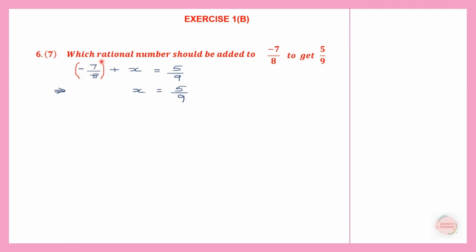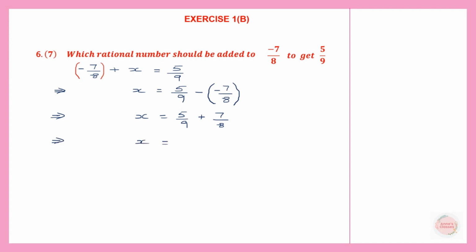So when this has to be transposed to the other side, it becomes minus, and we write the same rational number minus 7 by 8. So here we have minus 7 by 8. Now we can remove brackets here itself. So x is equal to 5 by 9. Now minus into minus is plus, so we can make this plus 7 by 8. Now we do a normal addition of rational numbers.